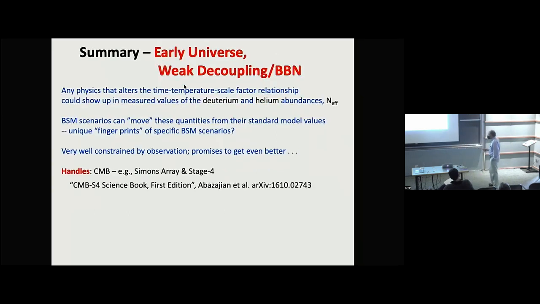And on the early universe side, any physics that alters the time, temperature, scale factor relationship could show up in measured values of deuterium, helium, and N_eff. Those three things will be measured with 30-meter class telescopes, deuterium to about 1%, and better than that for helium and N_eff from Stage 4 CMB. Different BSM scenarios can move these three quantities in different ways that might be unique fingerprints for specific BSM scenarios. This is very well constrained by observation and promises to get even better. You can look in the CMB-S4 science book, for example, and see that. Thank you.